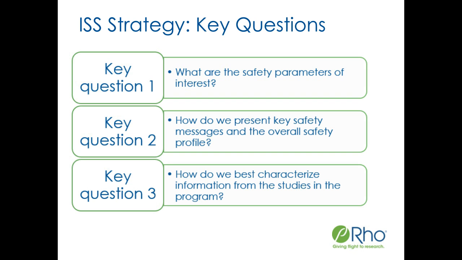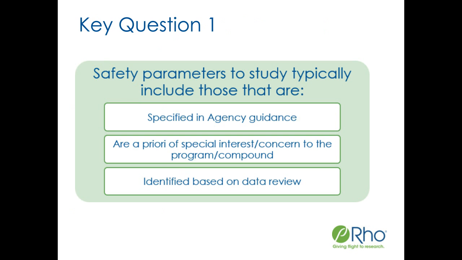on your screen. So first is, what are the safety parameters of interest? You'll have to look at the key safety messages you'll want to go in your label and define what parameters could then help you with that messaging. Once you know the parameters, you want to ask how to present those key safety messages to define the overall safety profile. And then once you have that, you can talk about how to best characterize the information from the studies in the program. That was really quick, so let's get into each question individually to have a better idea of what your team should be discussing.